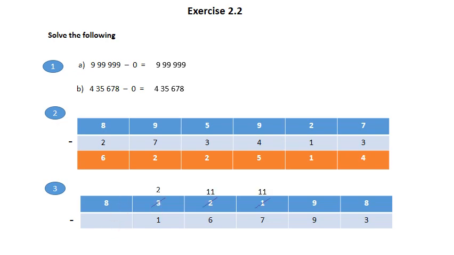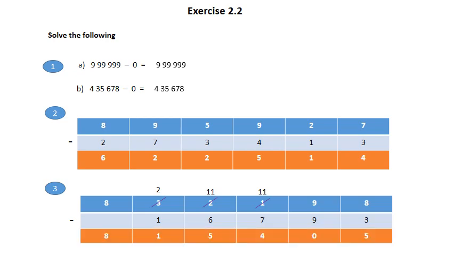Just check your answer. See here student, what we have done. We have borrowed from 2 here, it became 11. Again 2 will become here 1. We have borrowed here, so this will become 11. And this will become 2. And your answer is like this way. 8 minus 3, 5. 9 minus 9, 0. 11 minus 7, 4. 11 minus 6 is 5. 2 minus 1 is 1. And 8, your known number, so you will take here directly 8.